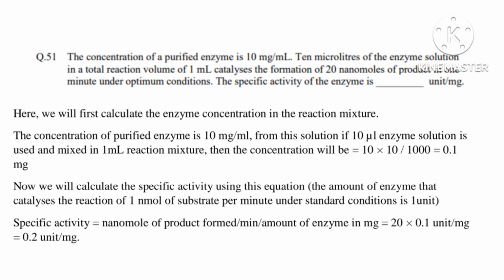will be 0.1 mg. Now we will calculate the specific activity using this equation, because we know that the amount of enzyme that catalyzes the reaction of 1 nanomole of substrate per minute under standard condition is 1 unit. So specific activity is nanomole of product formed per minute per amount of enzyme in mg, or 20 into 0.1, or 0.2 unit per mg in this case.